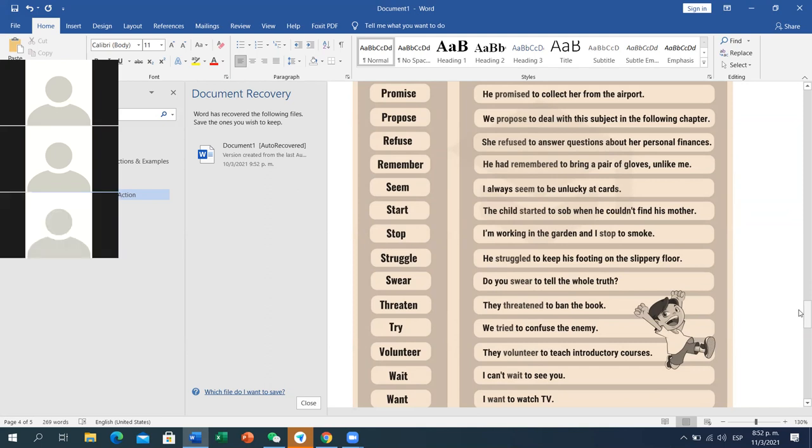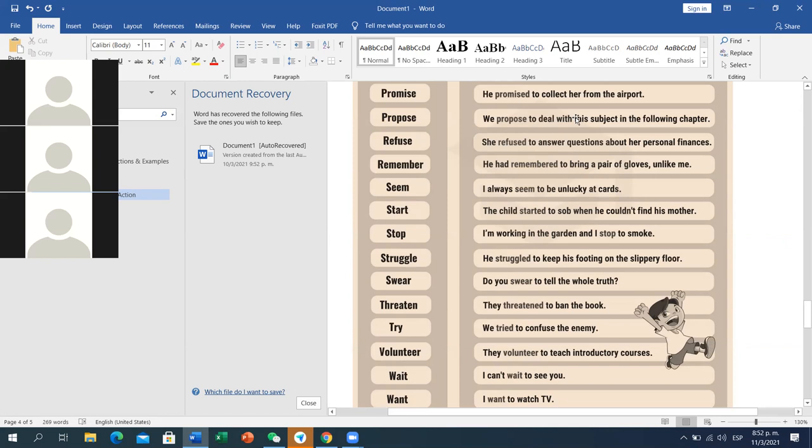Promise. He promised to collect her from the airport. Okay. To collect her. Okay, sería como la trae, ¿verdad? Propose. Continue, please. Lorena. Pero Lorena solamente, Lorena.